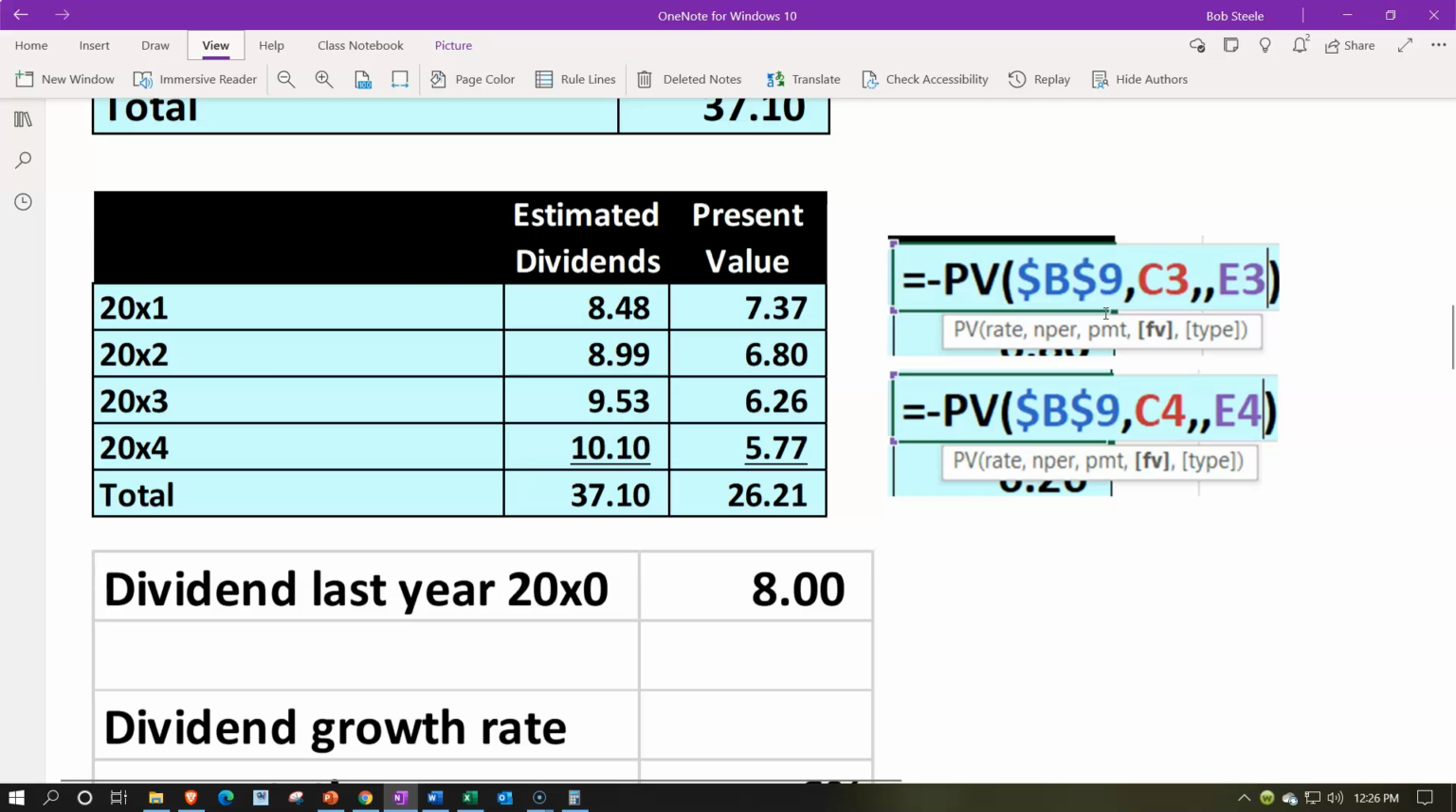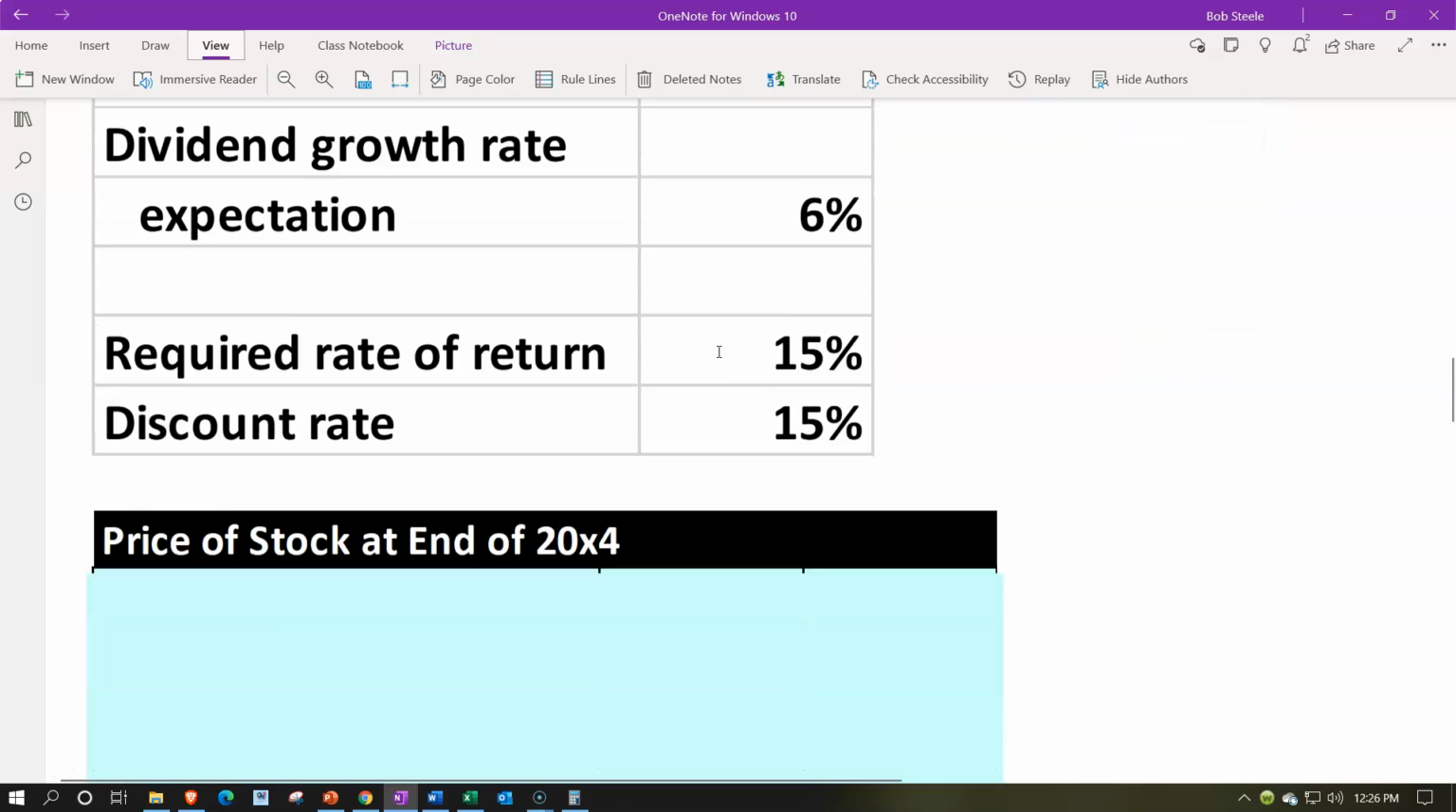Then we're going to take for the first one, and we took the periods, we added another column over here to be 1 for the first period, bringing it back, because we're paying the dividends at the end of the year, and then comma, comma, the future value then would be that 8.48. And then if we did the second one, similar process. We're looking at this one here. The formula would look something like the rate would be then the discount rate, 15%, comma, number of periods then would be 2, because this is the second year out, comma, comma, and then future value would then be that 8.99 to get to that 6.80. So that's how we present value these. If you want to see those calculations and work through it in Excel, we have these in Excel as well.